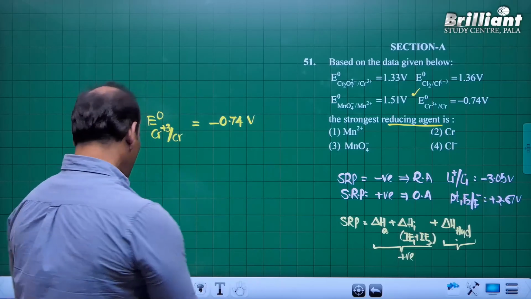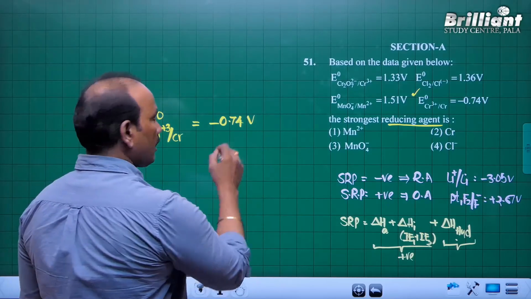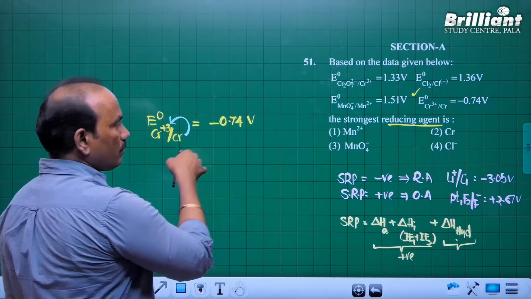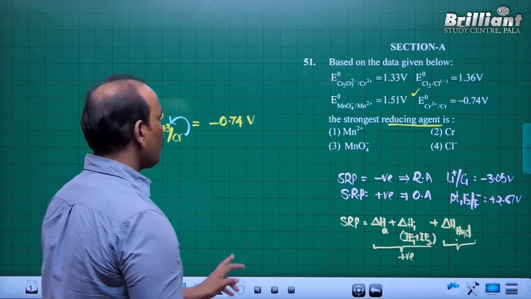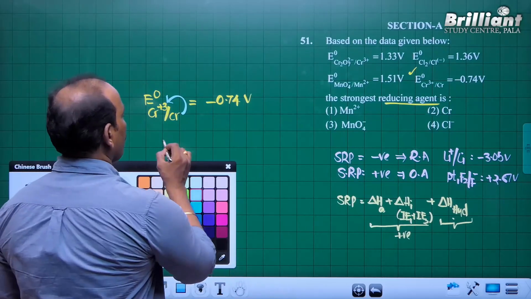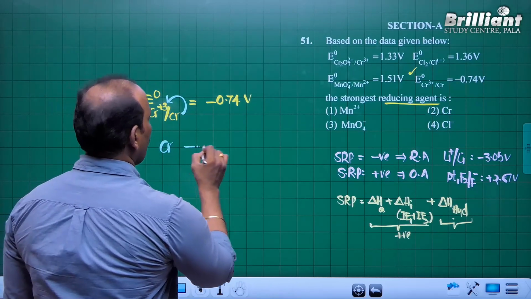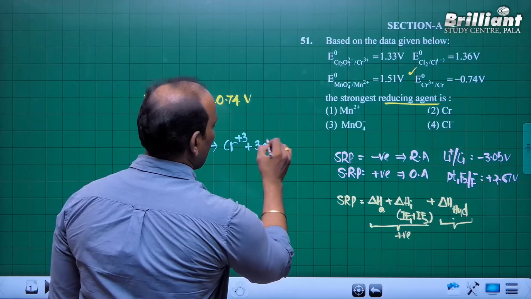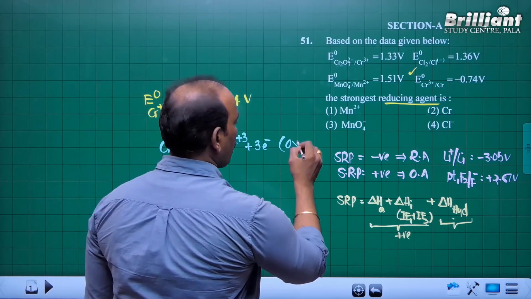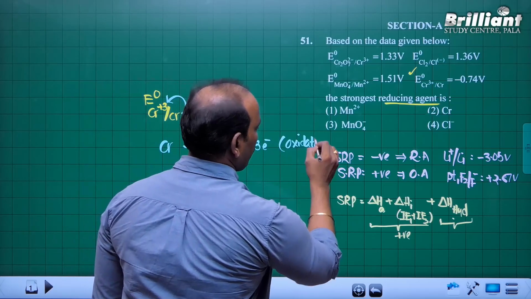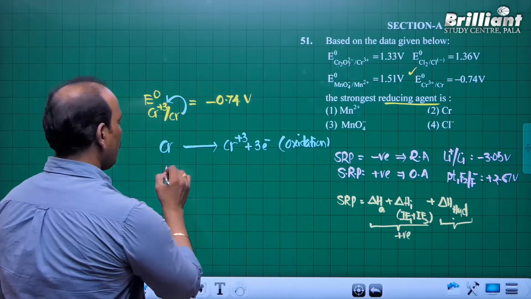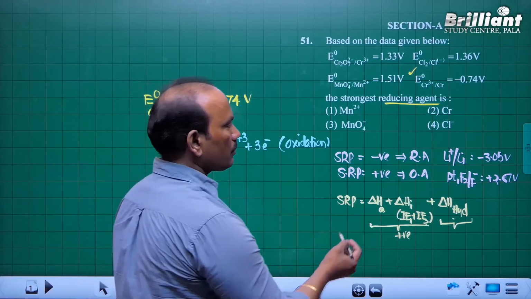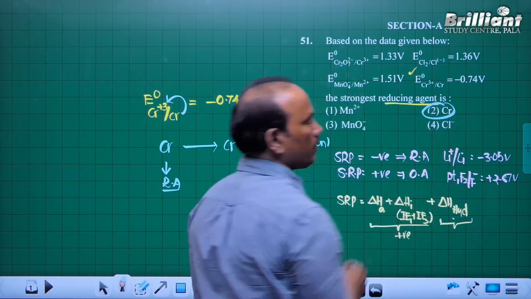Okay. Now in SRP, a negative value goes to this side. If positive value, this side. Okay? Now in this one, Cr gives rise to Cr plus 3 plus 3 electrons. This process is oxidation. Then this is called the reducing agent. Clear? Therefore, the strongest reducing agent is this one.